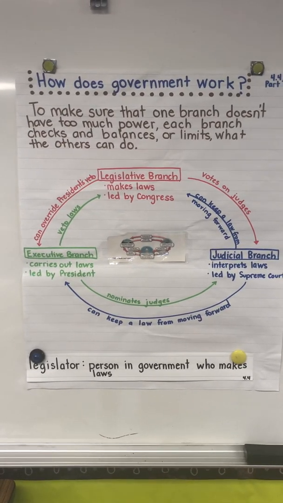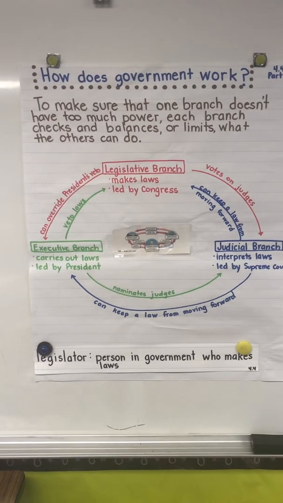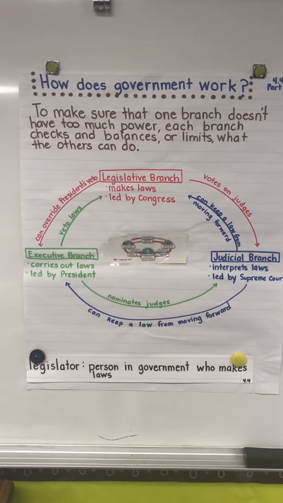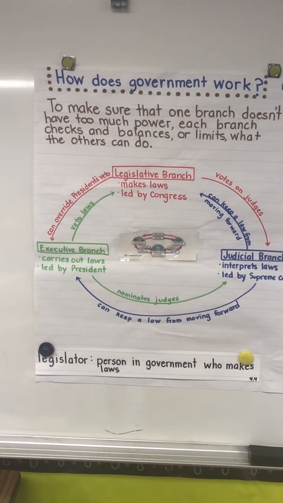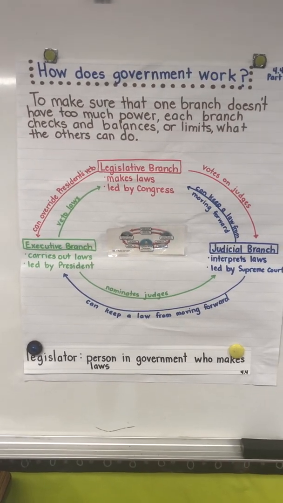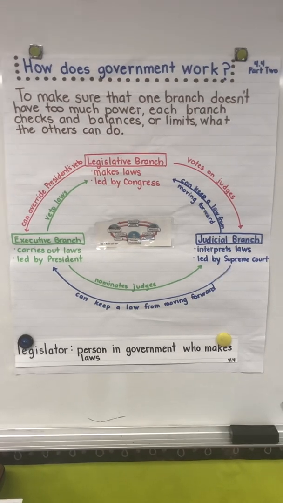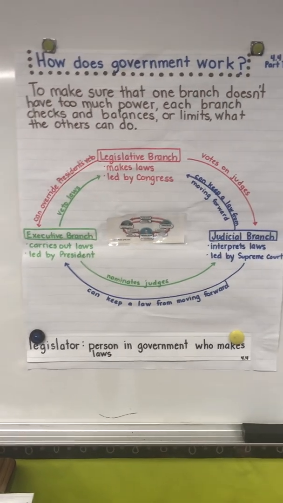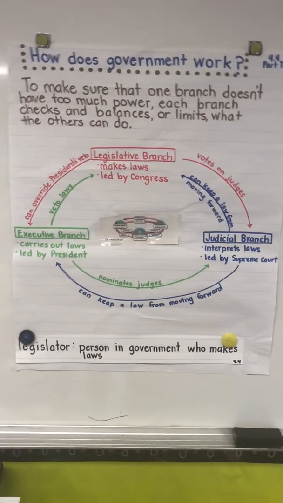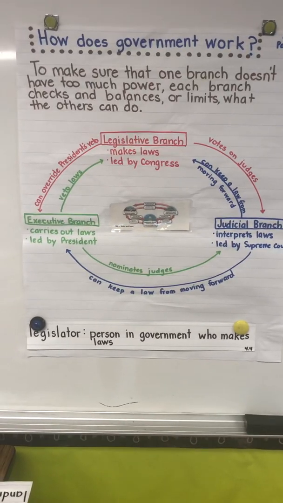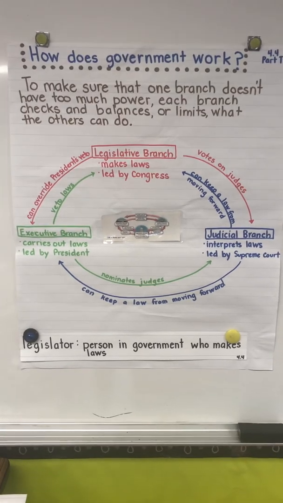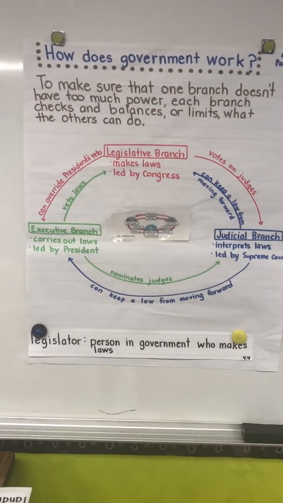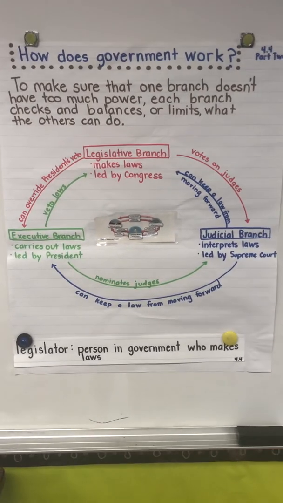So to make sure that one branch doesn't have too much power, each branch checks and balances, or limits, what the others can do. And I'm about to show you this, okay? This is kind of fun to watch because you think, ooh, the president, he or she can do whatever they want. Not so fast, okay? Or, ooh, the legislative branch can make laws about whatever they want. Not so fast, okay? So let me show you how checks and balances works.